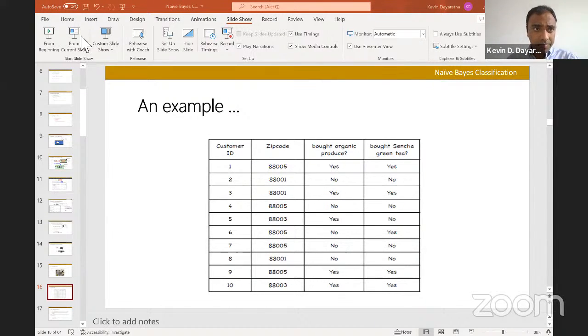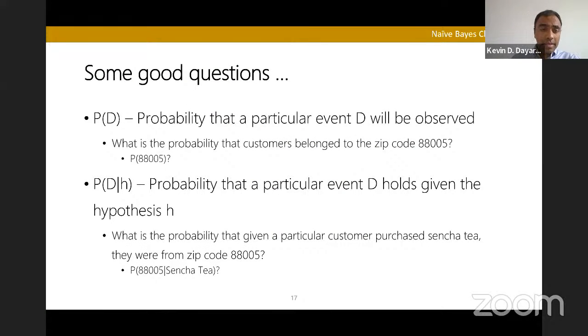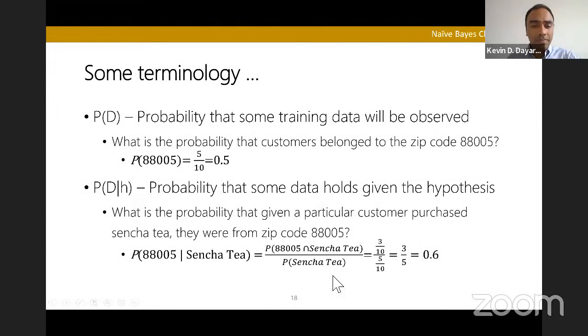Now, this question is a more interesting question, at least to me. What is the probability that, given that they purchased Sencha tea, they will be from zip code 88005? We can compute that using the definition of conditional probability. That is done on the following slide. The probability of being in zip code 88005 and purchasing Sencha tea, all over the probability of purchasing Sencha tea.